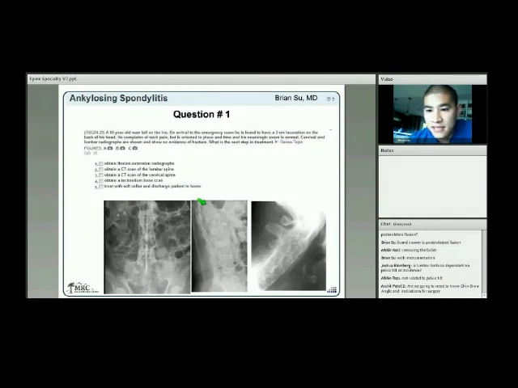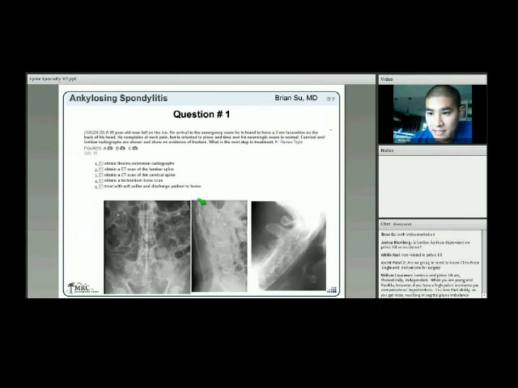Next question: a 69-year-old man fell on ice. On arrival to the emergency room, he has a 2-centimeter laceration on the back of his head. He has neck pain, but he's A&O to time. He has a normal neurological exam. The cervical and lumbar radiographs are shown. No evidence of fracture seen on x-ray. What is the next step in treatment? And the figures are A, B, and C.